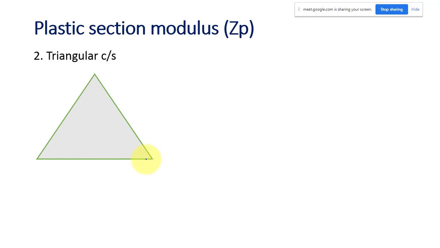So let us take a triangular section. It is a good exercise, a bit lengthy. Let us take the base as B, and the height as H. First, the equation remains the same, that Zp is equal to A by 2 into y1 bar plus y2 bar.